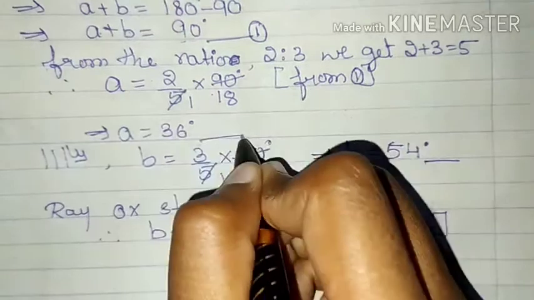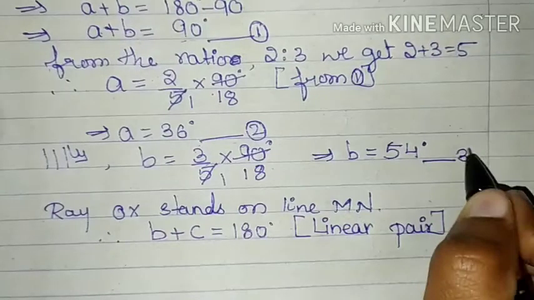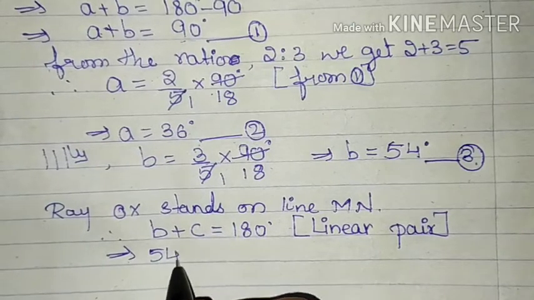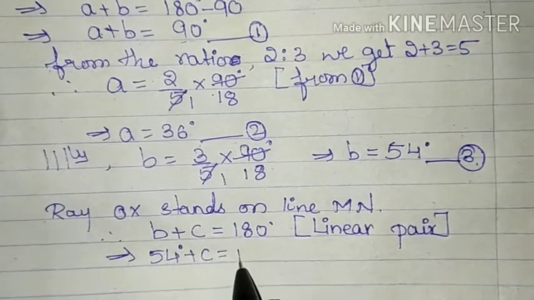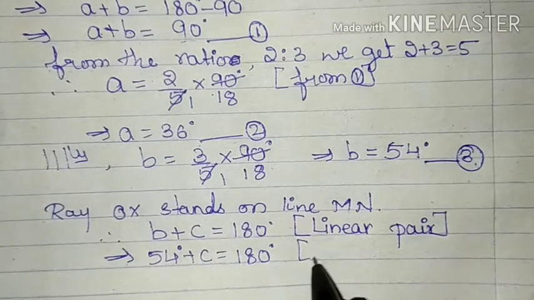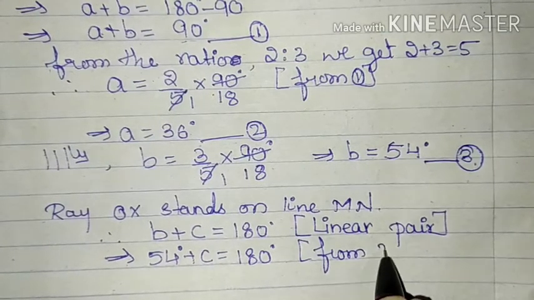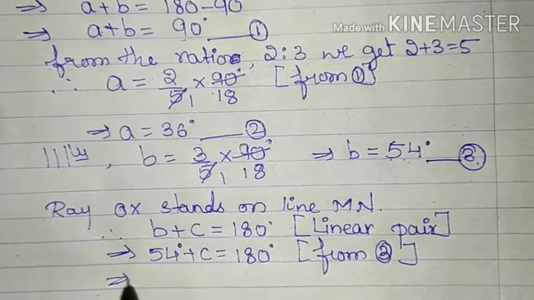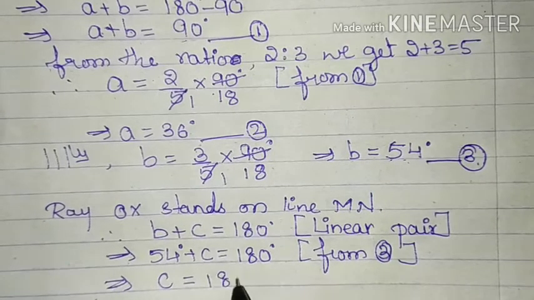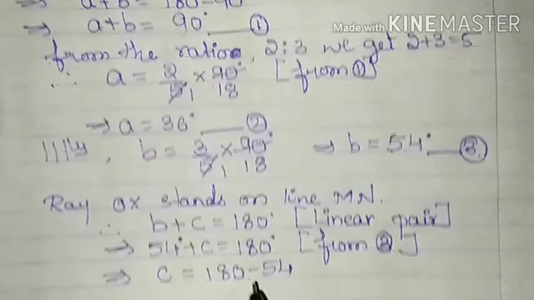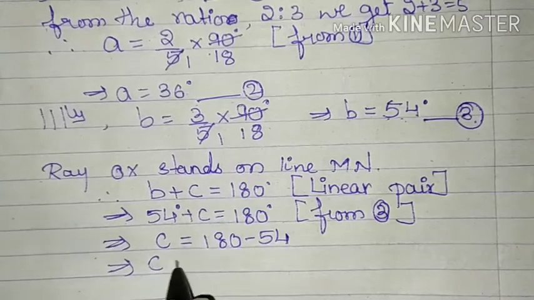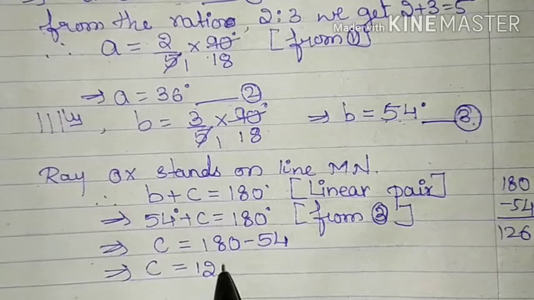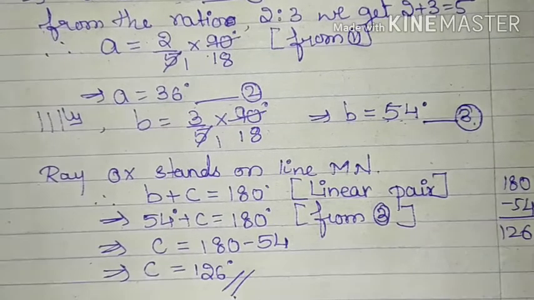Name this as equation 2 and this be equation 3. So now we get, this implies 54 degrees plus C is equal to 180 degrees, from result 3 we got B is equal to 54 degrees. So C is equal to 180 minus 54, which is C is equal to 126 degrees. This is our solution.